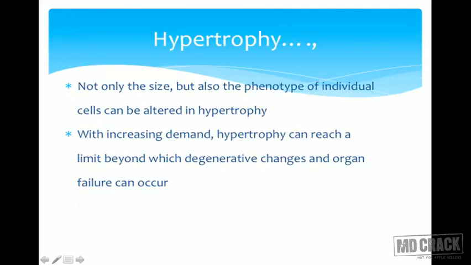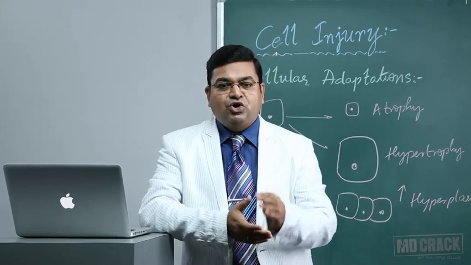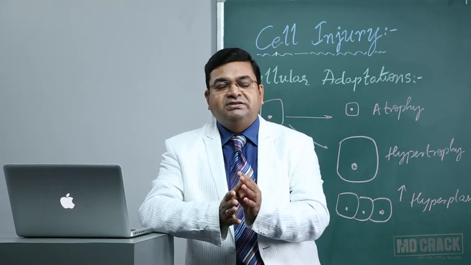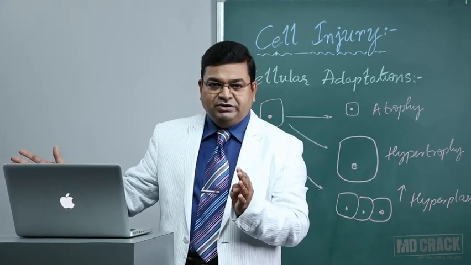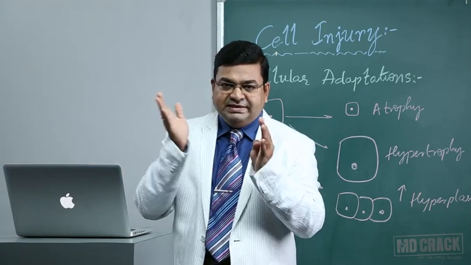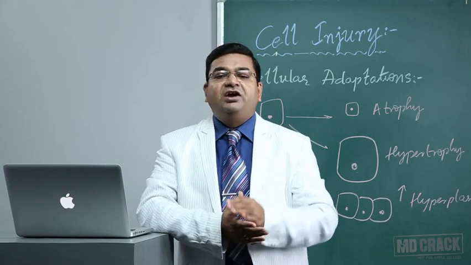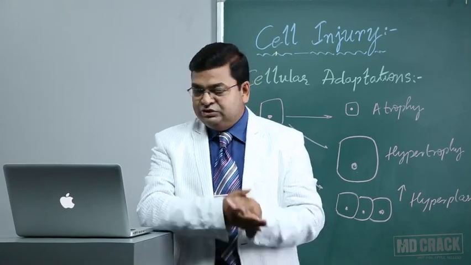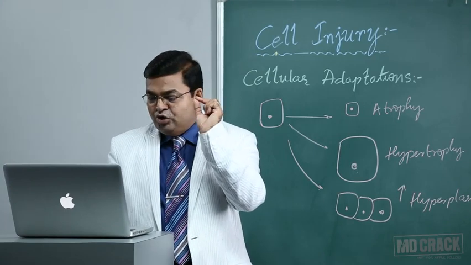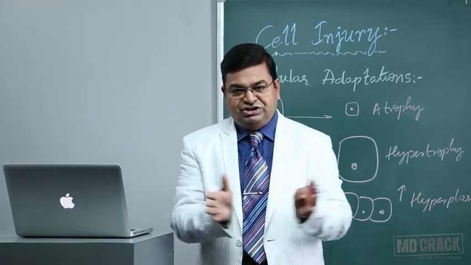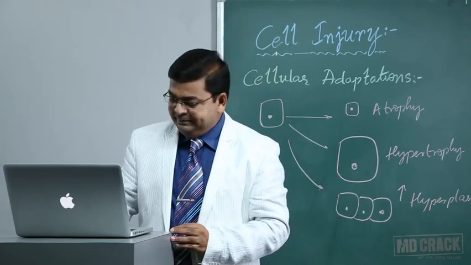Not only the size but also the phenotype of individual cells can be altered in the process of hypertrophy. With increasing demand, hypertrophy can reach a limit beyond which degenerative changes will start taking place, and finally even organ failure can occur. For example, the cardiac muscle fibers will undergo hypertrophy, and at a particular point that adaptation will go beyond the limit, after which degenerative changes will keep taking place, and finally heart failure can occur by congestive cardiac failure. So hypertrophy will extend up to a certain limit, after which degenerative changes will take place and the organ can die.